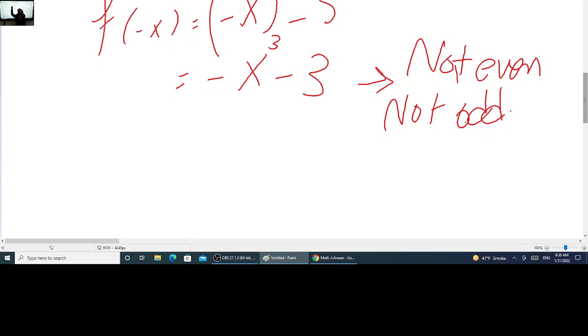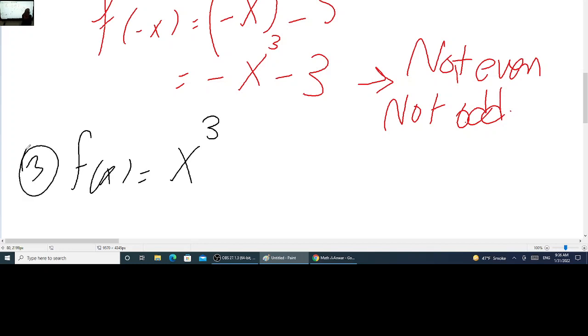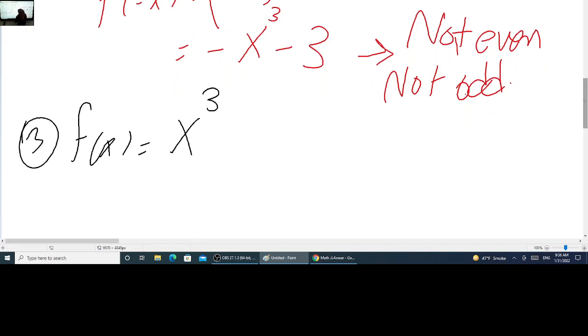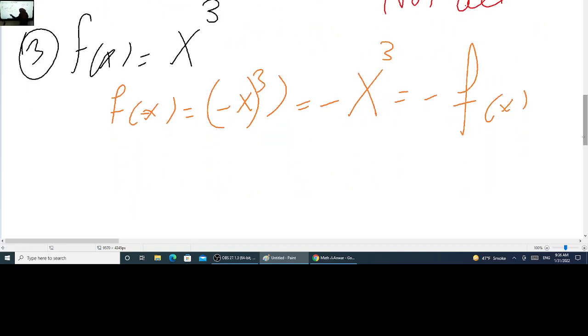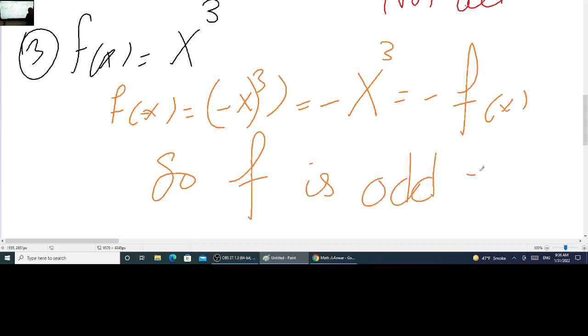Okay, what about f of x equals x cubed? This function is actually an odd function because f of negative x is negative x cubed, which is negative f of x. So this function is an odd function.